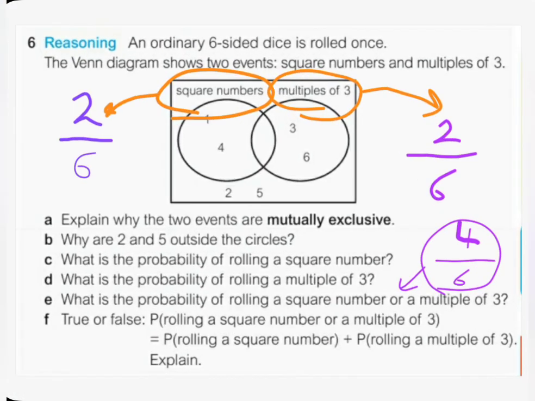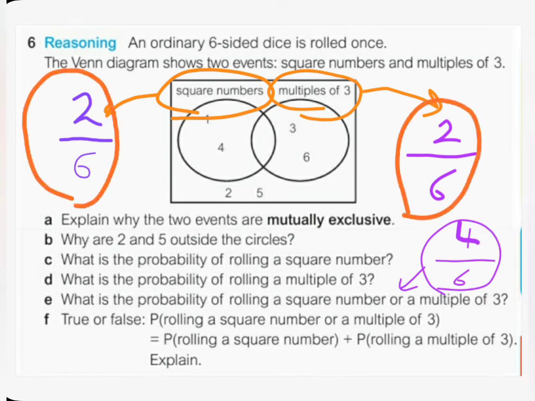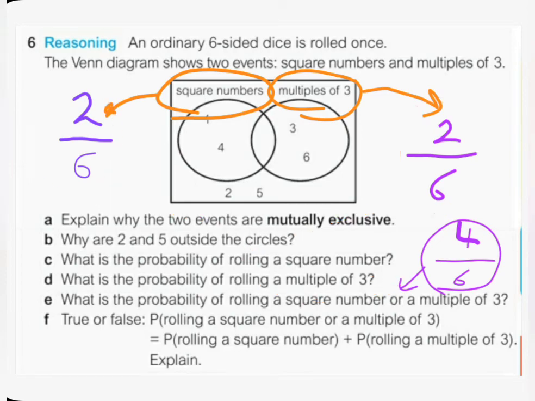This is the probability of rolling a square number or a multiple of 3. Now, as you can see here, when we add the two mutually exclusive events together, the square numbers and multiples of 3, we get the same probability as counting them without adding. What does that mean? It means that for mutually exclusive events you can add their probabilities to get the probability of the combined event. This is the idea of adding the probabilities of mutually exclusive events.